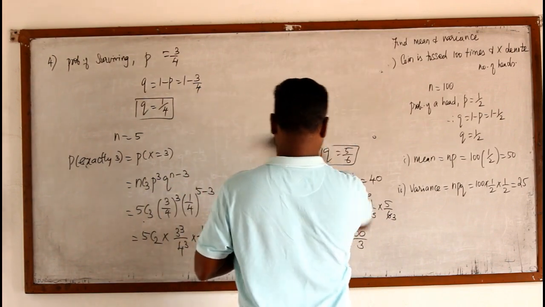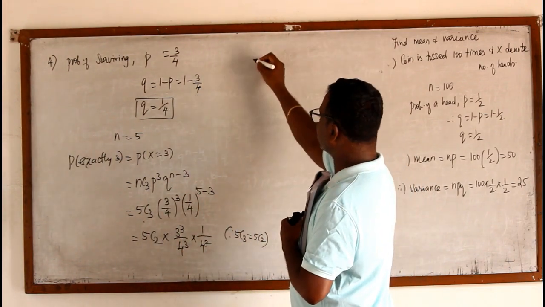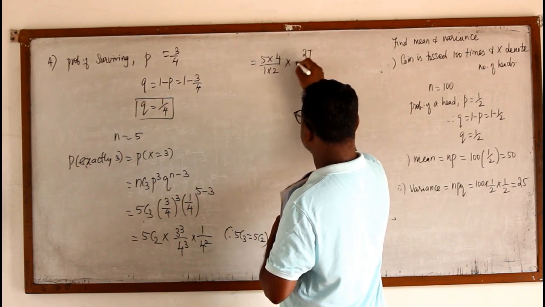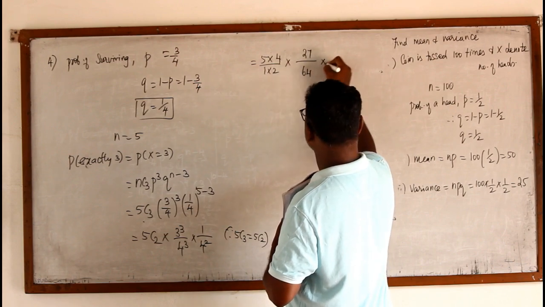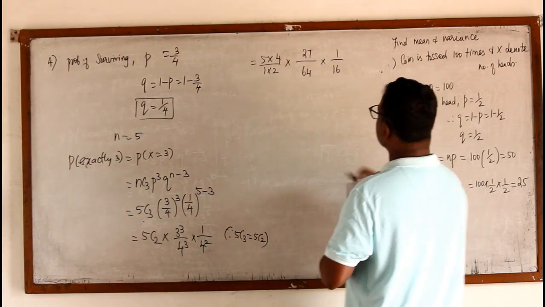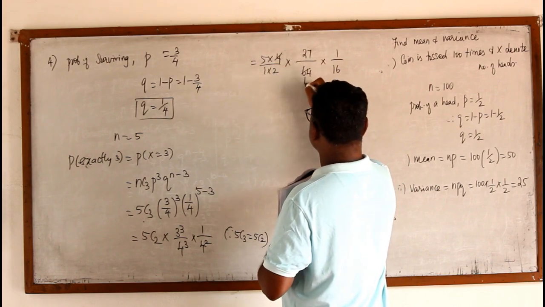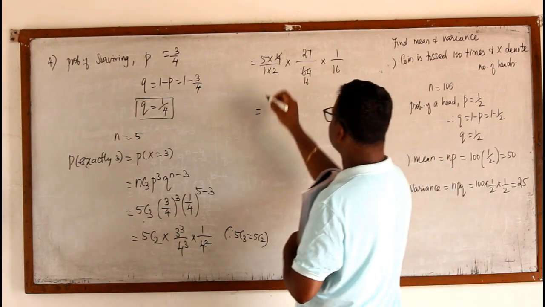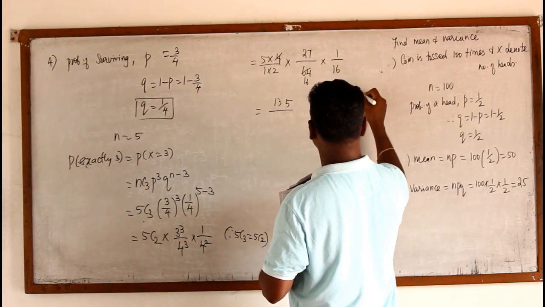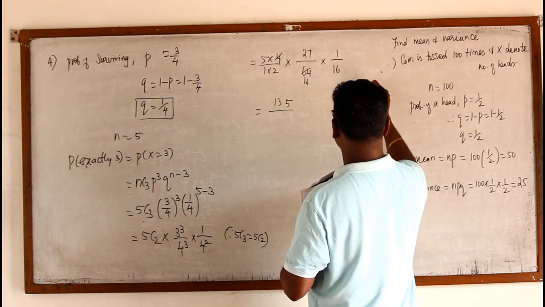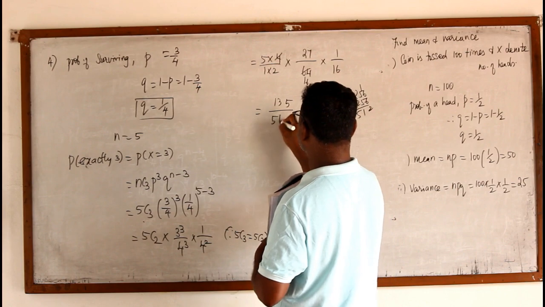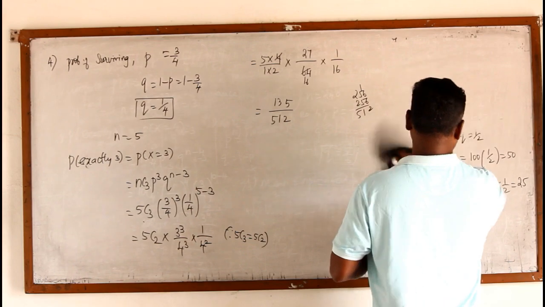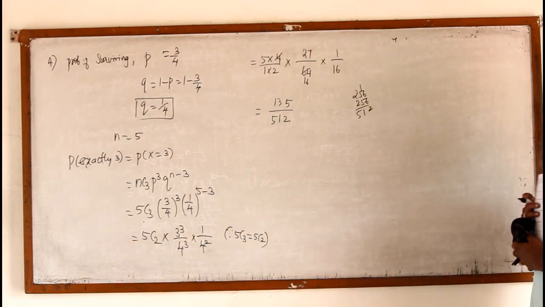Now, we shall find out this. Since the numbers are very small, we shall try to find out. 5 into 4 by 1 into 2. 3 cube is 27, 4 cube is 64, into 1 by 16. 4 and 64 give 16. So 135 by 512. So if it is possible for us to find out the value, we can find out. So with that, this fourth problem is over.